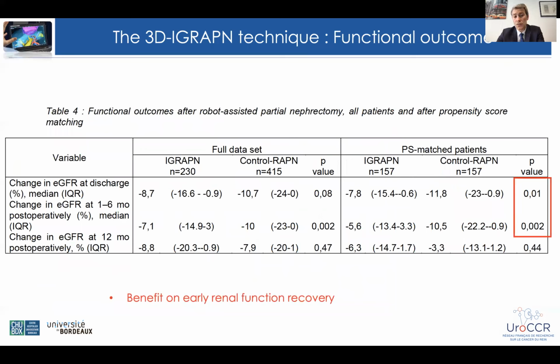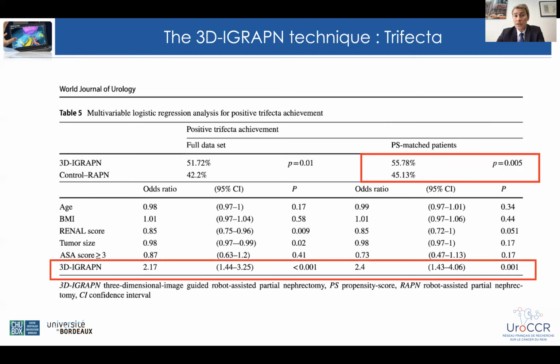If we have a look at the functional outcomes, we also reported a benefit on early renal function recovery, and certainly because we had much more ischemia sparing techniques performed in the 3D image-guided robotic-assisted partial nephrectomy. When looking at the trifecta achievement, you can see here that in the 3D image-guided robotic-assisted partial nephrectomy group, we had an absolute gain of 10% in terms of positive trifecta achievement.